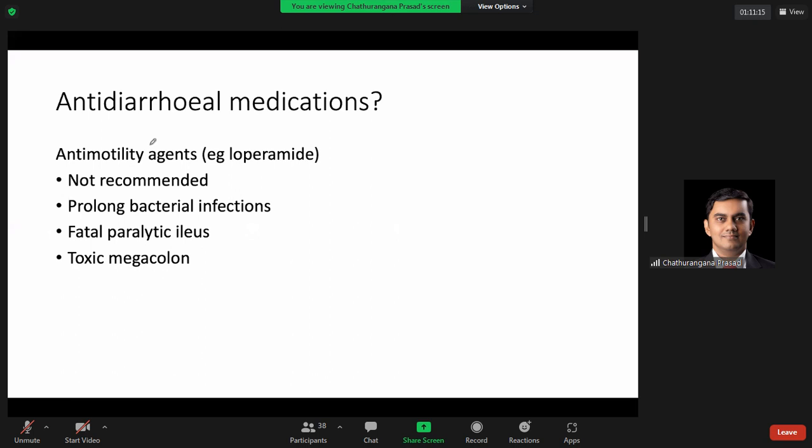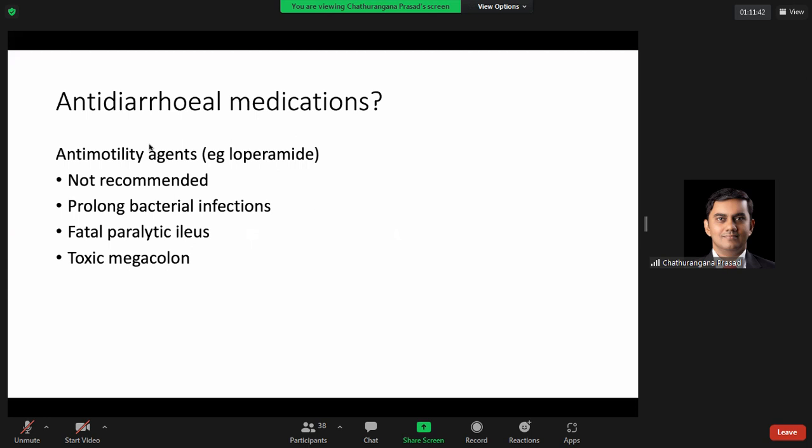Although in adults we commonly give these sort of antidiarrheal medications, we do not recommend them in children simply because the side effects are more than the advantages. If it is a bacterial infection, the infection is going to remain because there's no natural mechanism of getting rid of the bacteria by increased stool output, and it can cause fatal paralytic ileus and toxic megacolon. So do not prescribe drugs like loperamide for acute diarrhea.